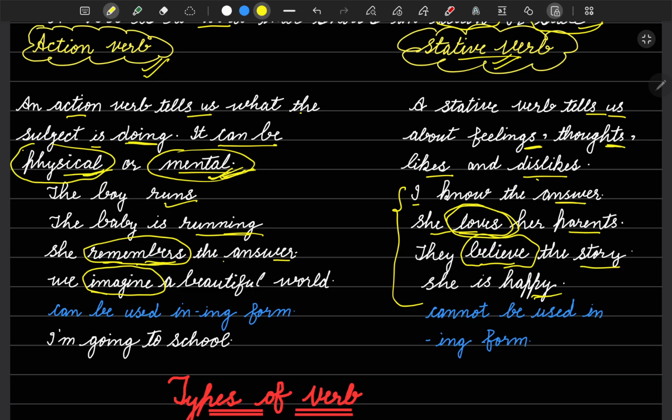Now the stative verbs cannot be used in ing form. We cannot use the stative verb in ing form. For example, we cannot write it like I knowing the answer, or I am knowing the answer. She is loving her parents. We cannot write it in ing form. But action verbs can be written in ing forms. For example, I am going to school.